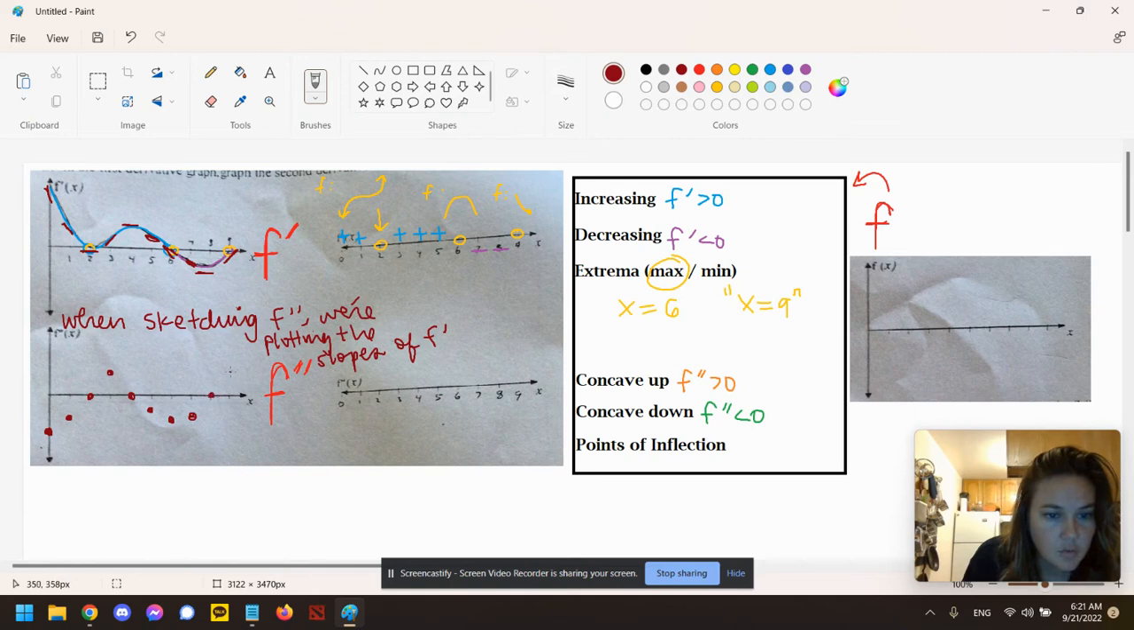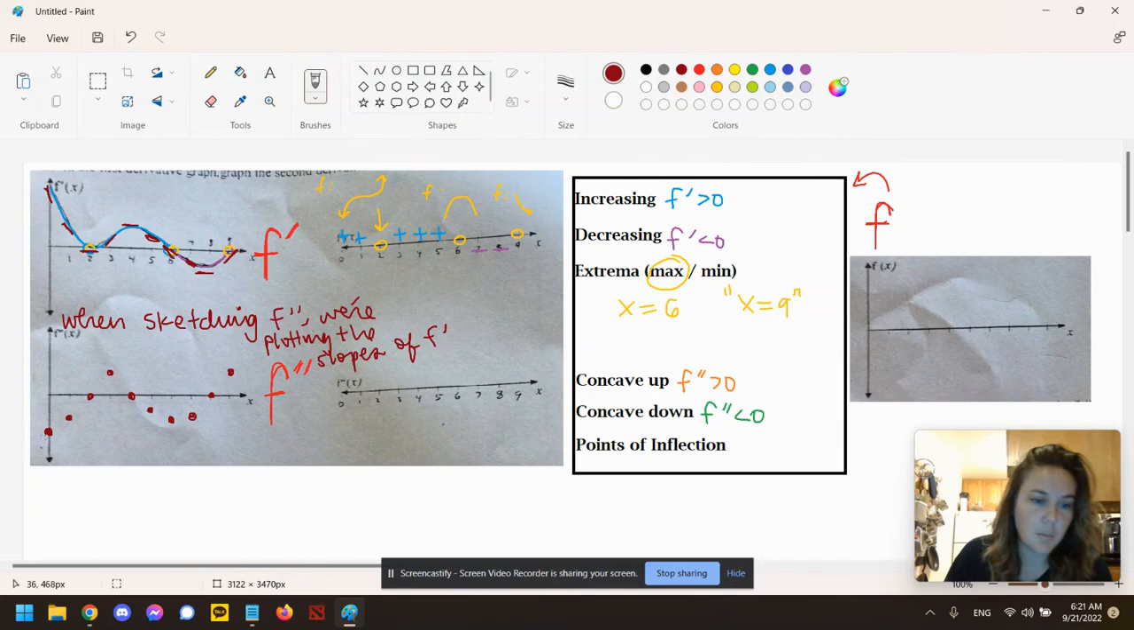8 was 0. 9 was positive. And I'm going to connect this in a nice way. I'm not going to make any cusps. We shouldn't expect any cusps. Nothing's wacky in the first derivative. So we're just going to connect all of these plotted slope points from f prime in our f double prime graph.